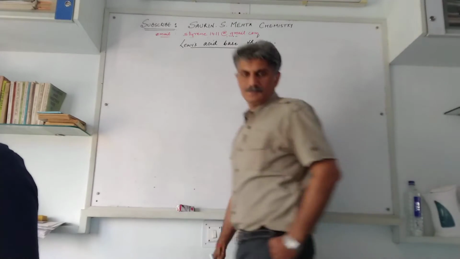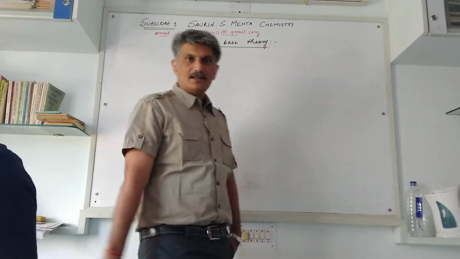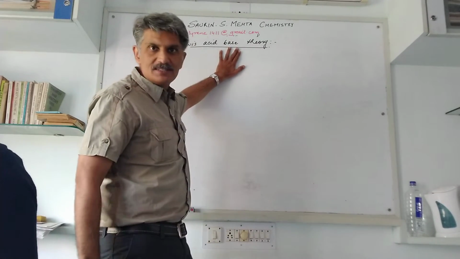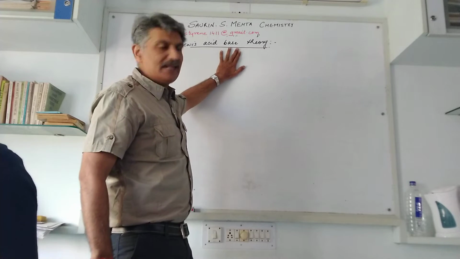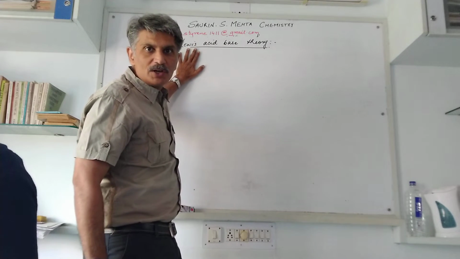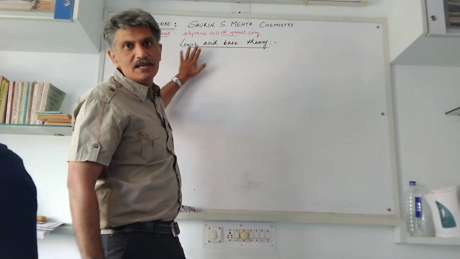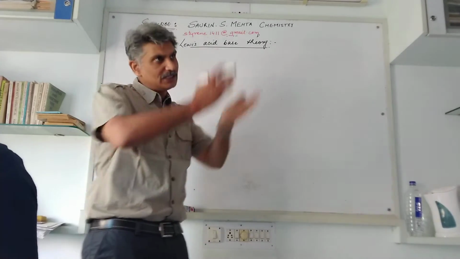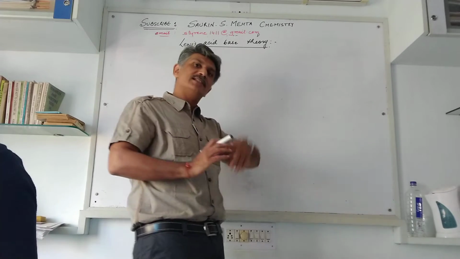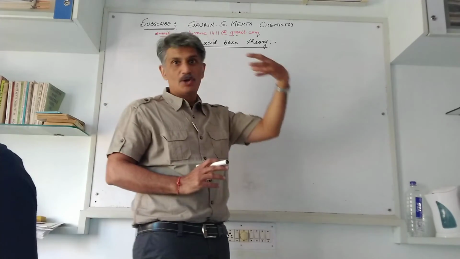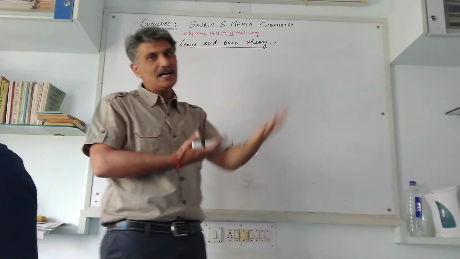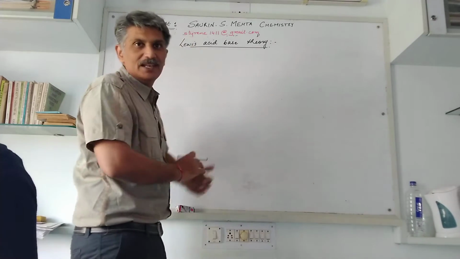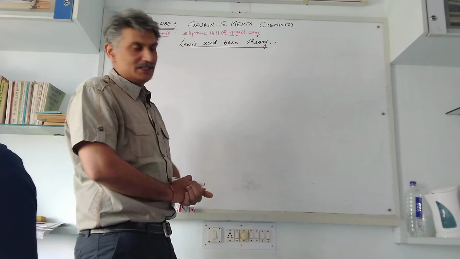Hello dear friends, we are still on with the episodes of acid-base theories, and in this episode we are going to talk about the Lewis acid-base theory. This is the last theory of the concepts of acids and bases, starting with Robert Boyle, followed by Arrhenius, again followed by Lowry-Bronsted, and now Lewis acid-base theory.